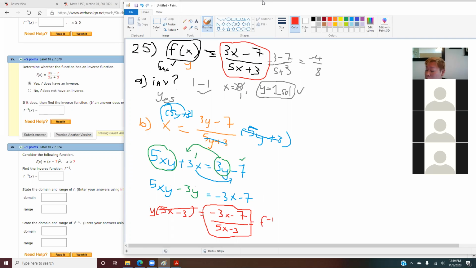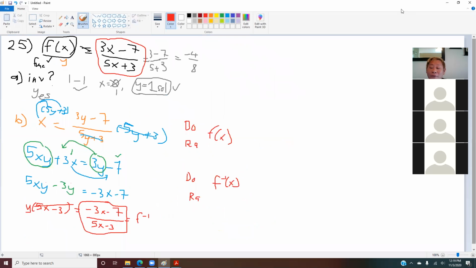But in your midterm this week, I will also ask you for the domain and the range of the function, and the domain and range of the inverse function. So please pay attention if you do not know how to do this, because this is very, very important.